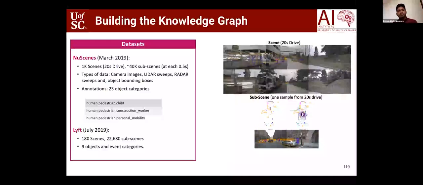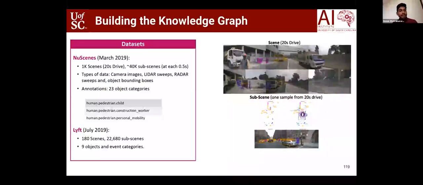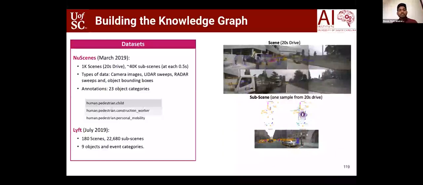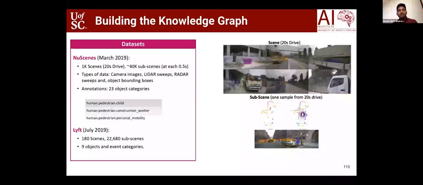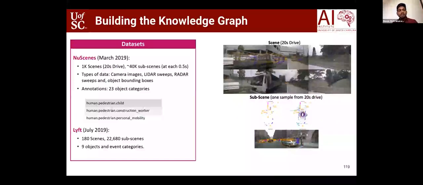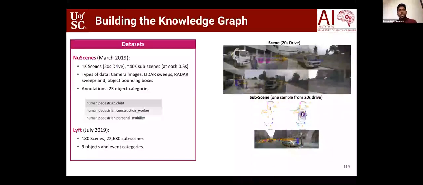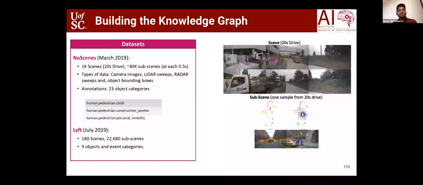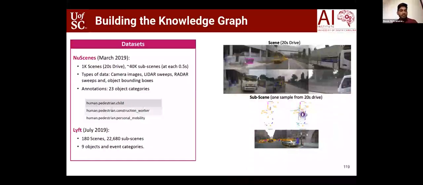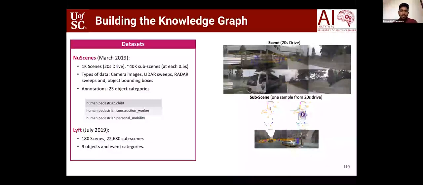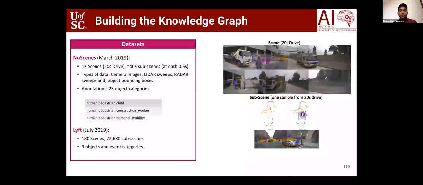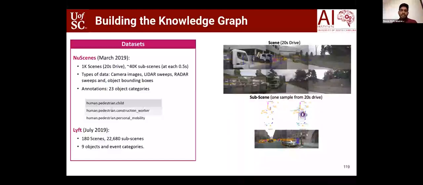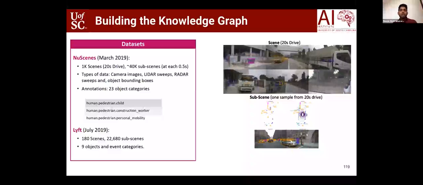So a little bit about some data set statistics. nuScenes has roughly 1,000 scenes, meaning 1,000 drives, with 40K sub-scenes. These data sets usually have multimodal data, for example, camera images, LiDAR sweeps, radar sweeps, and the object bounding boxes. They also have the annotations provided for the objects and events captured. So we use these annotations to build a knowledge graph.